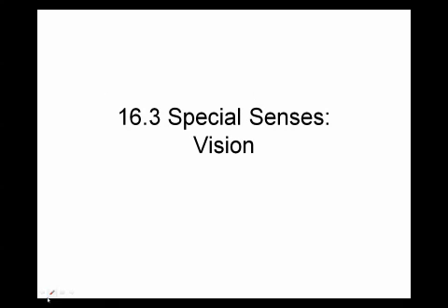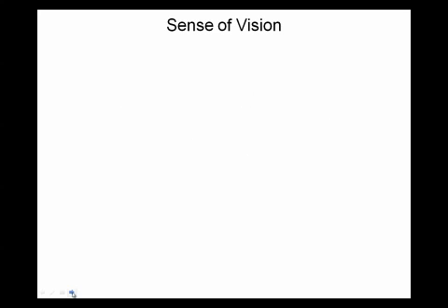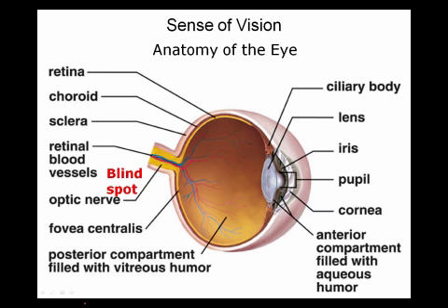16.3 Special Senses: Vision. This diagram represents the anatomy of the eye.